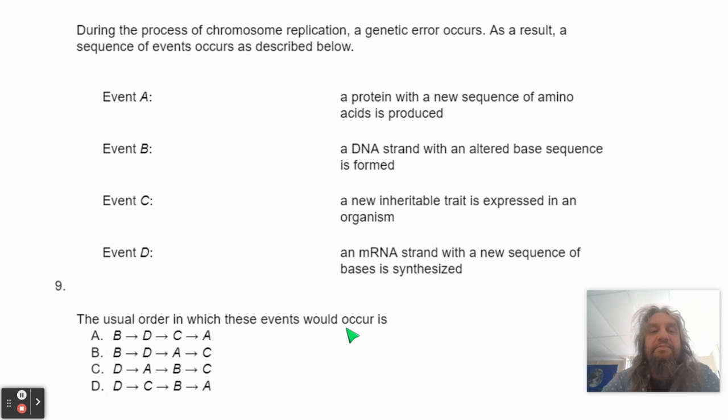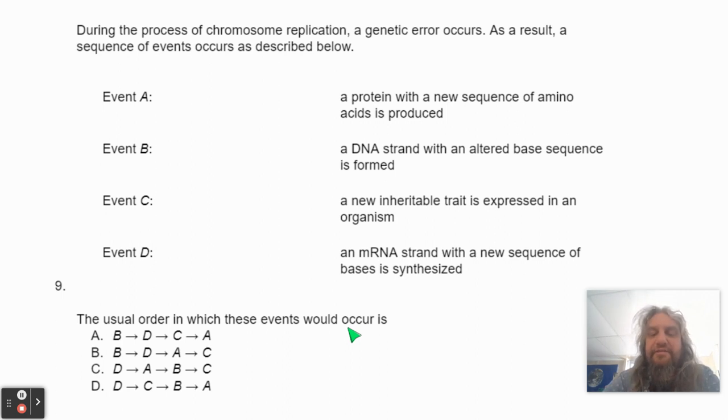Number 9, during the process of chromosome replication, a genetic error occurs. As a result, a sequence of events occurs as described below. Event A, a protein with a new sequence of amino acids is produced. Event B, a DNA strand with an altered base sequence is formed. Event C, a new inheritable trait is expressed in an organism. Or event D, the mRNA strand with a new sequence of bases is synthesized.